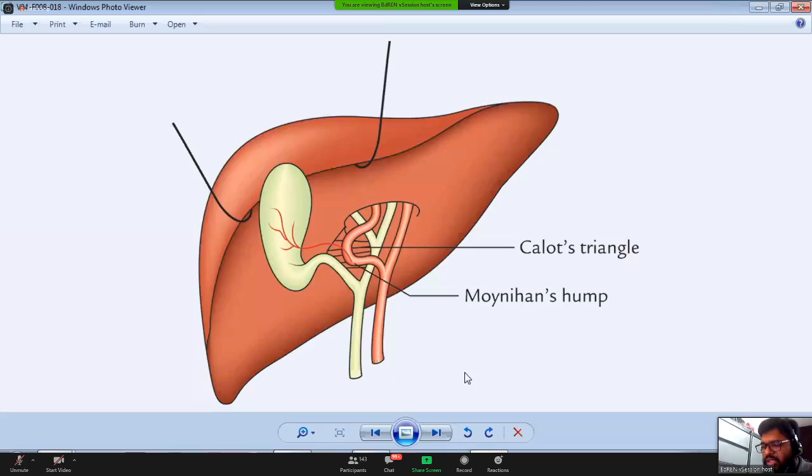thing, and it has the head, then the neck, then the body and tail, 4 parts. So head, neck, body, tail. Out of these, the head remains within the curvature of the duodenum, the first part, the second part, and the third part.